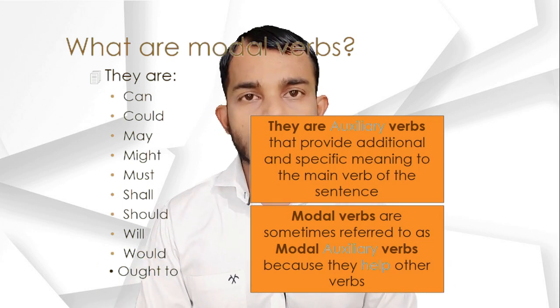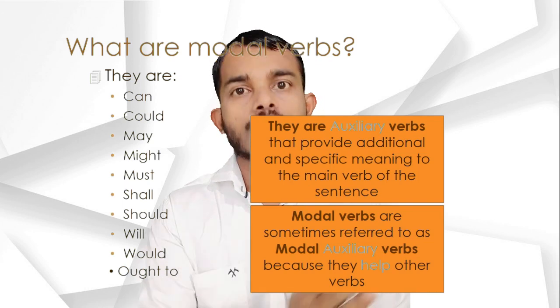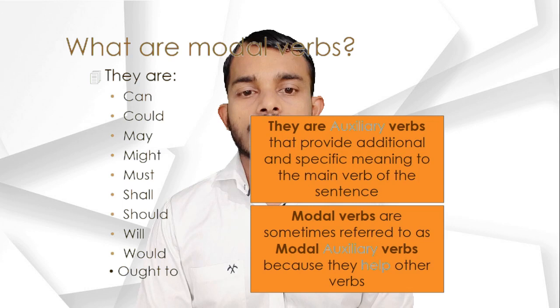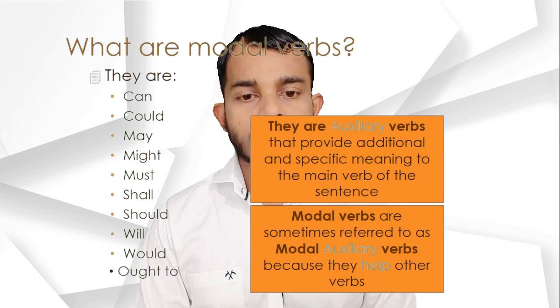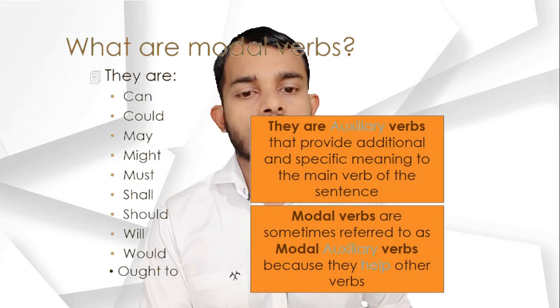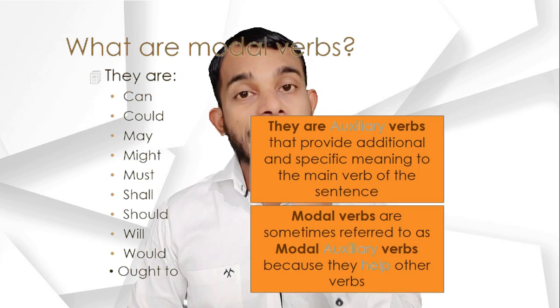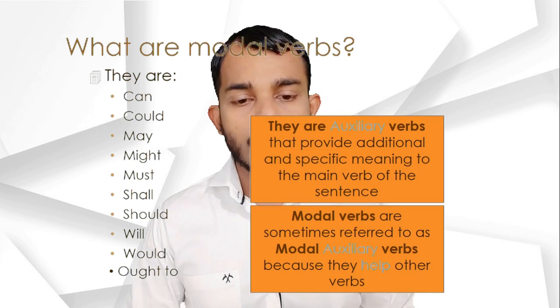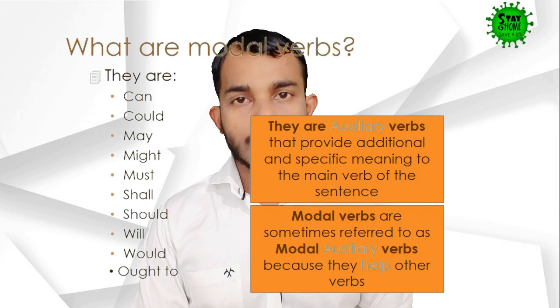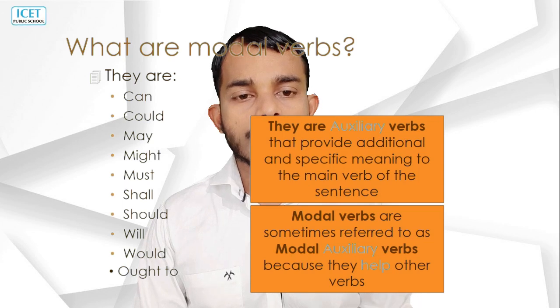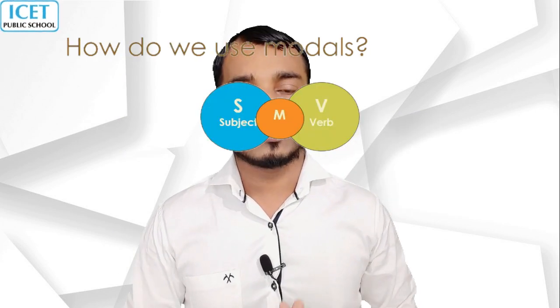Not only this, there are some more. A few examples are: can, could, may, might, must, shall, should, will, would, ought to. These are examples of modal auxiliaries or modal verbs. Now we can look at how we use modals.